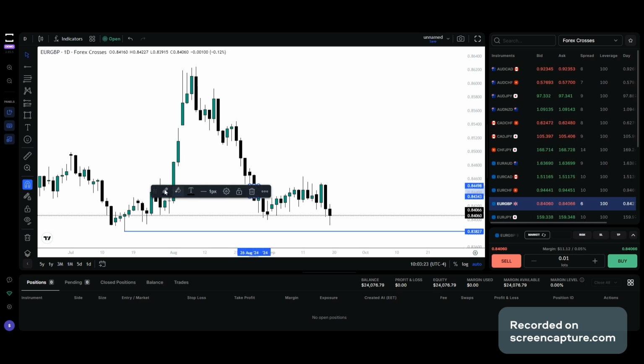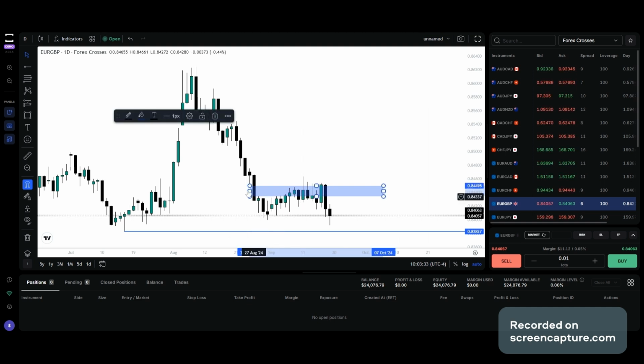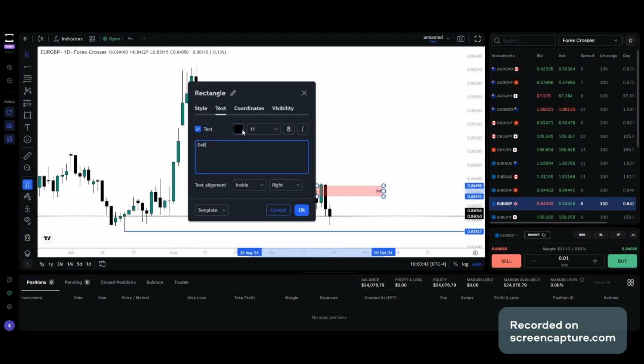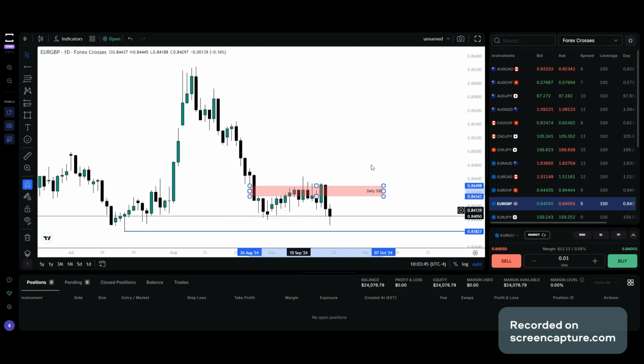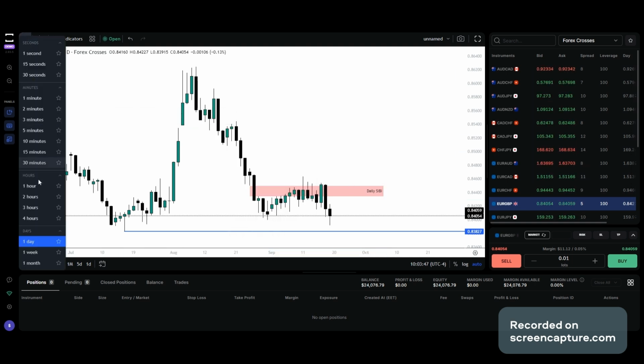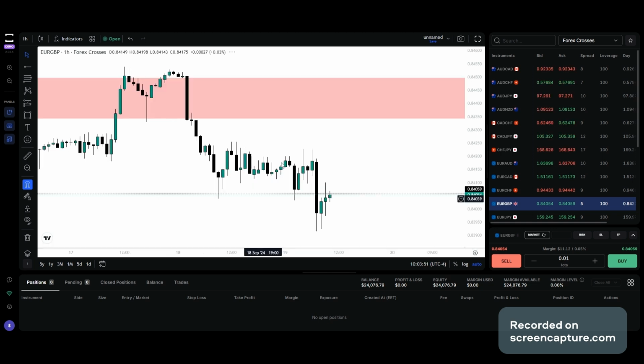So daily internal liquidity to external liquidity. We can see here we got a little bit of a Mohawk outside of this daily sell side imbalance, buy side inefficiency. Okay, so this is a daily SIBI. And from a daily key level, I can see 1 hour price action or 1 hour market structure shift away from that key level. We got that here.